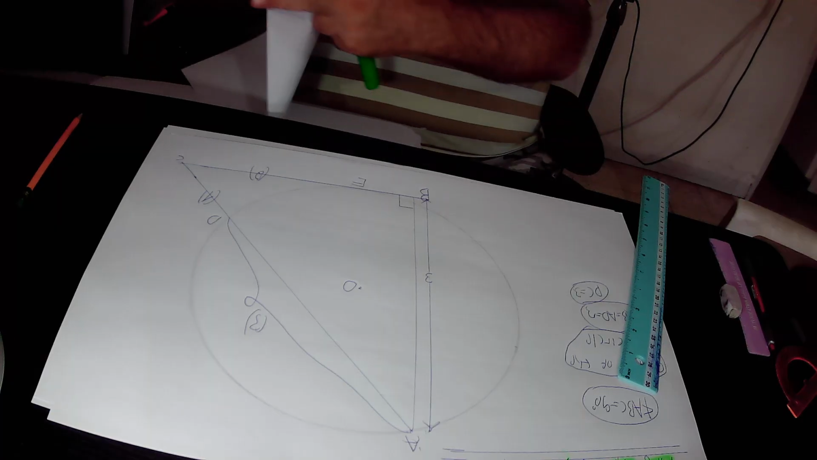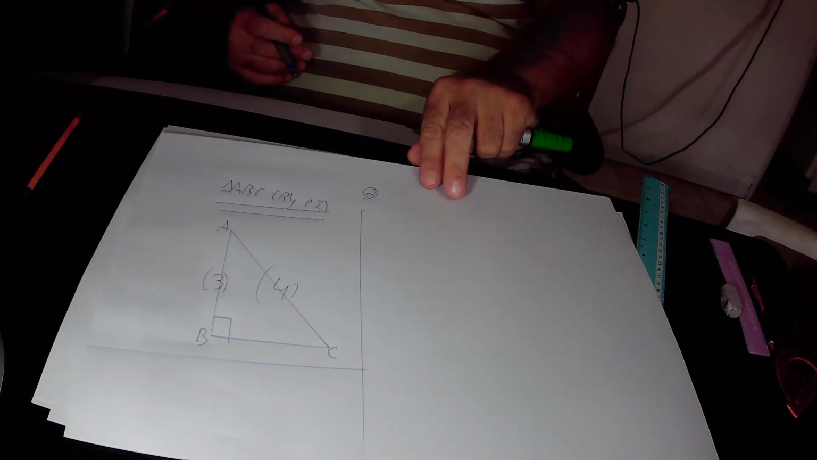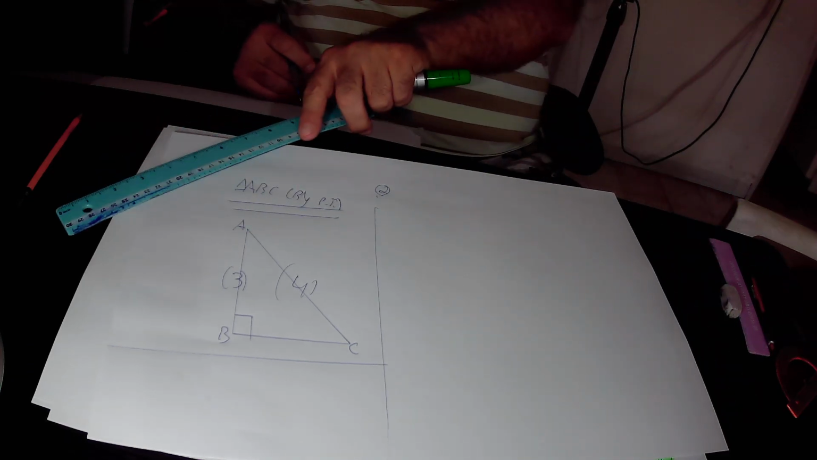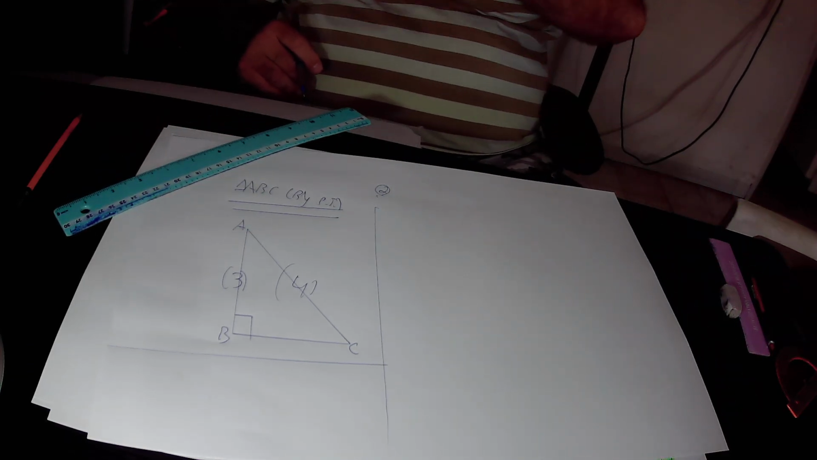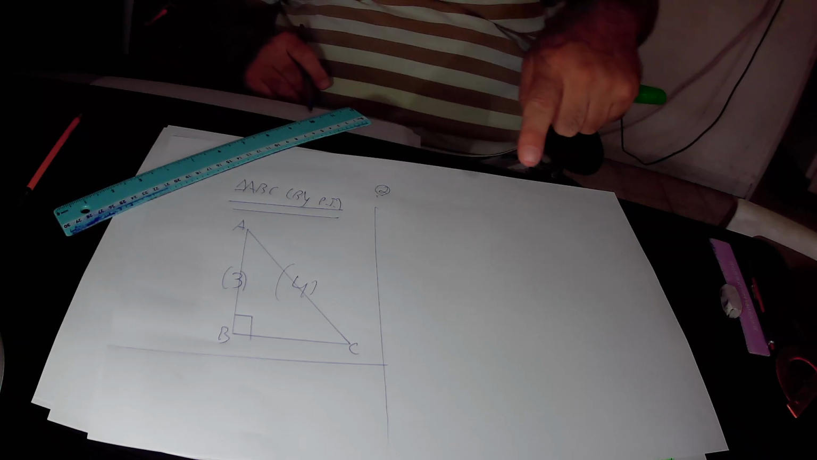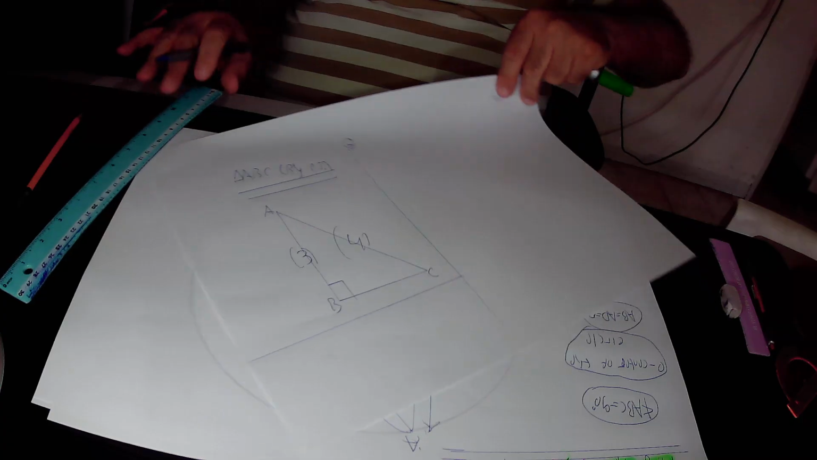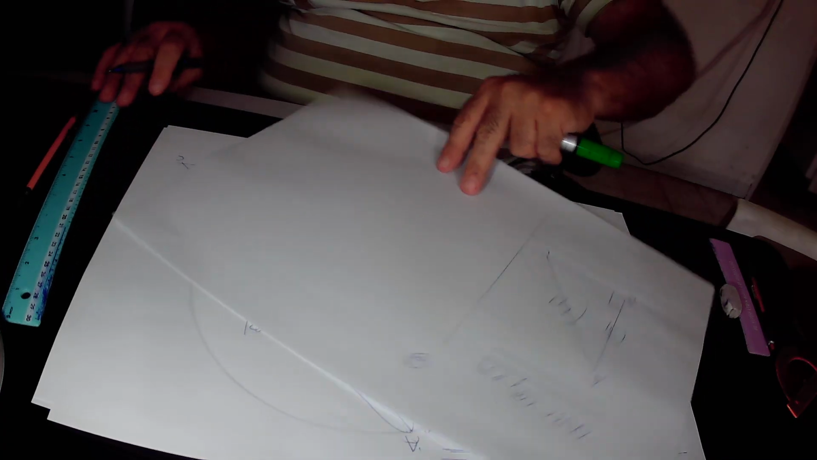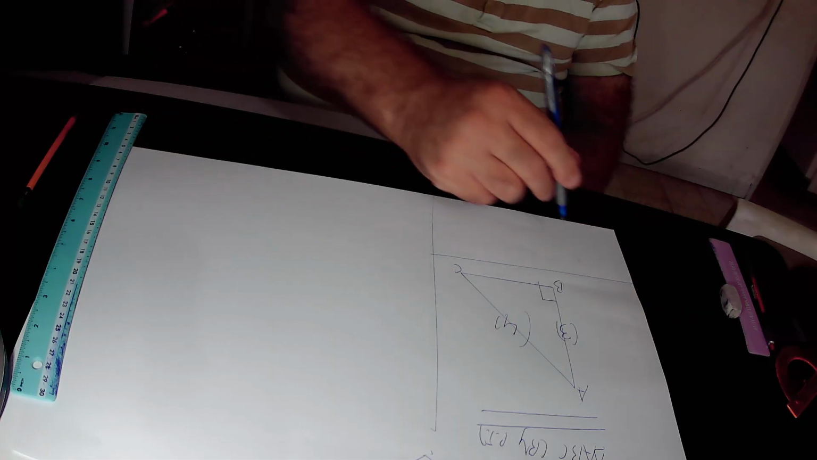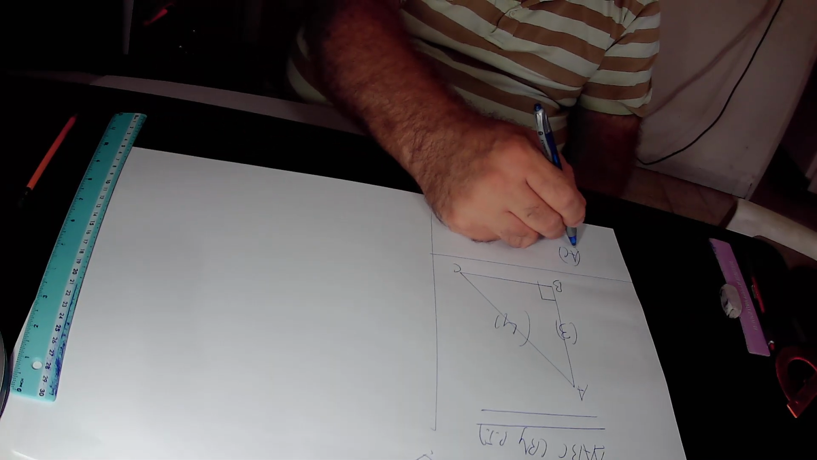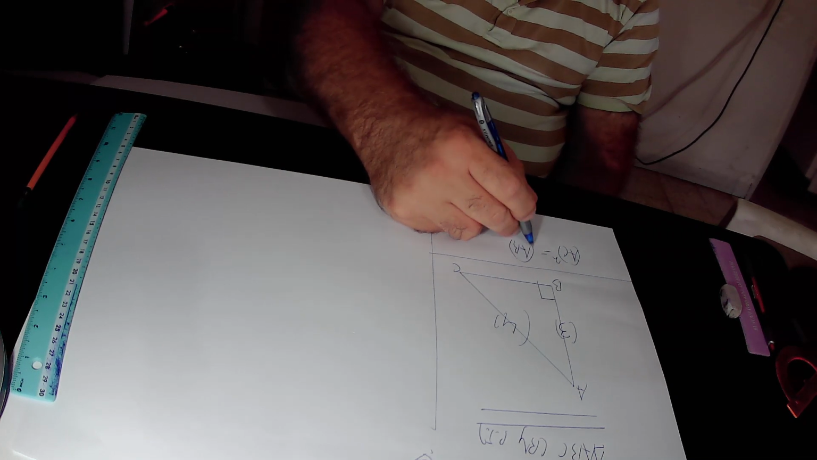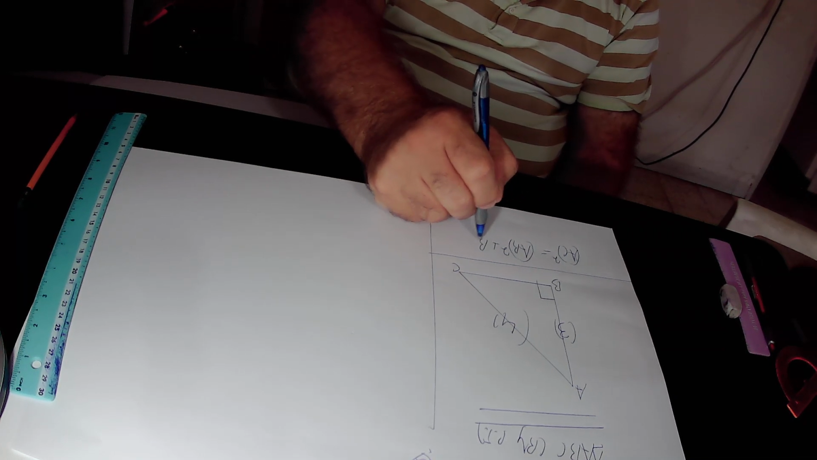So this is the right triangle ABC that comes from the original drawing. According to the Pythagoras theorem, AC squared, that is the square of the hypotenuse, equals AB squared plus BC squared. So I write it down. AC squared equals AB squared plus BC squared.